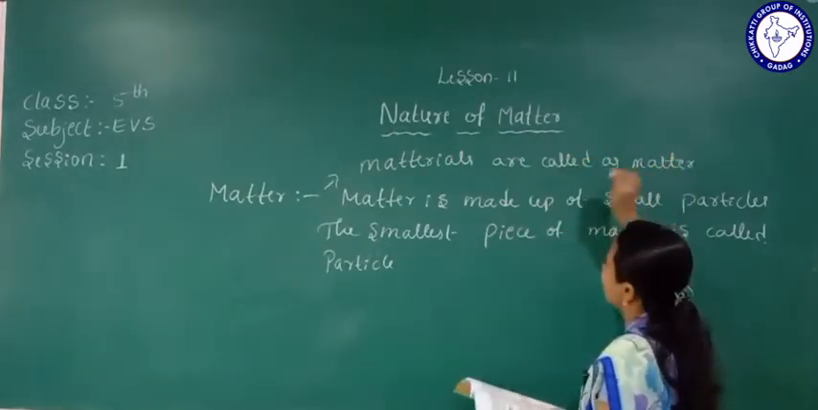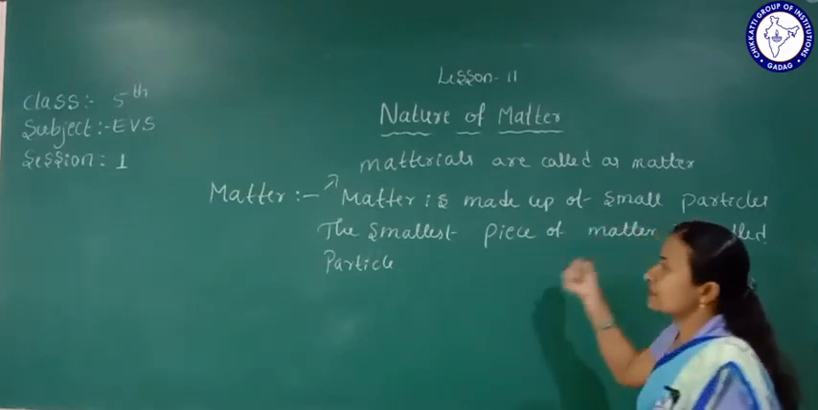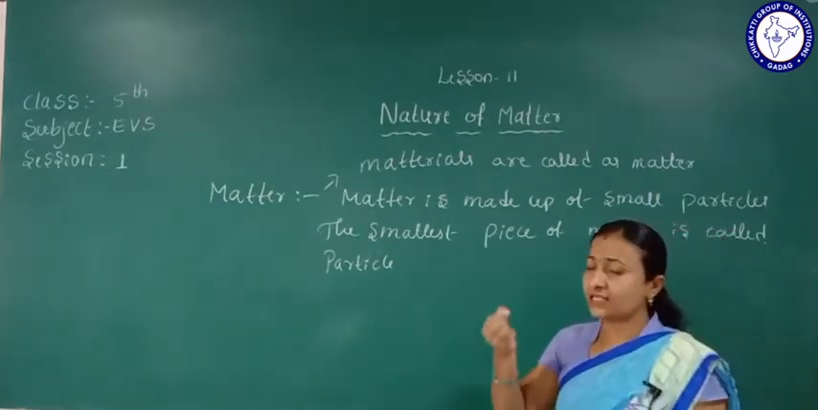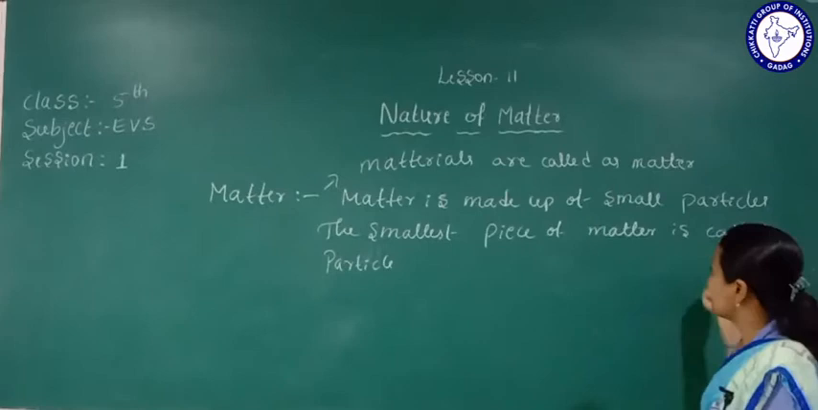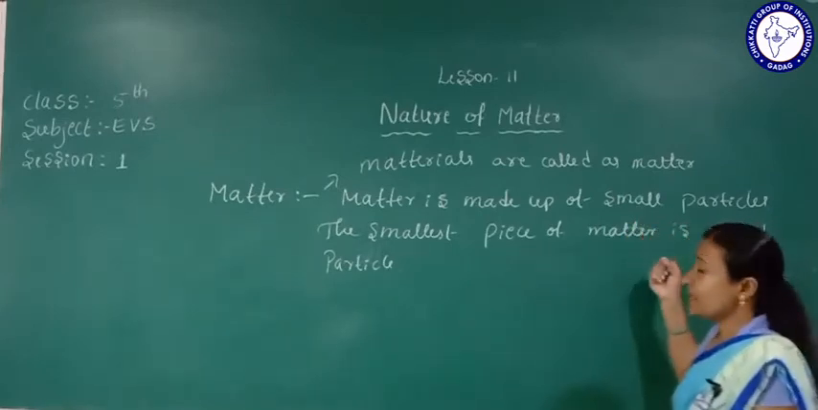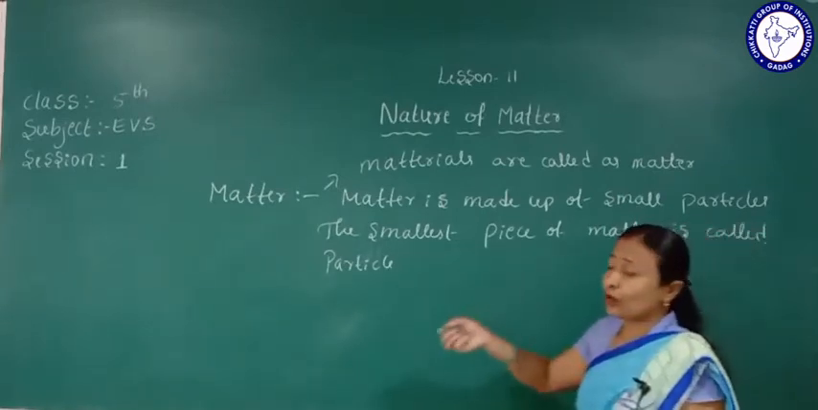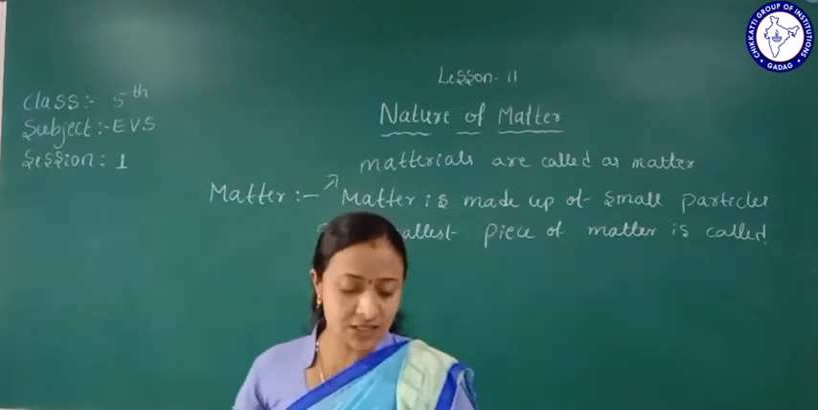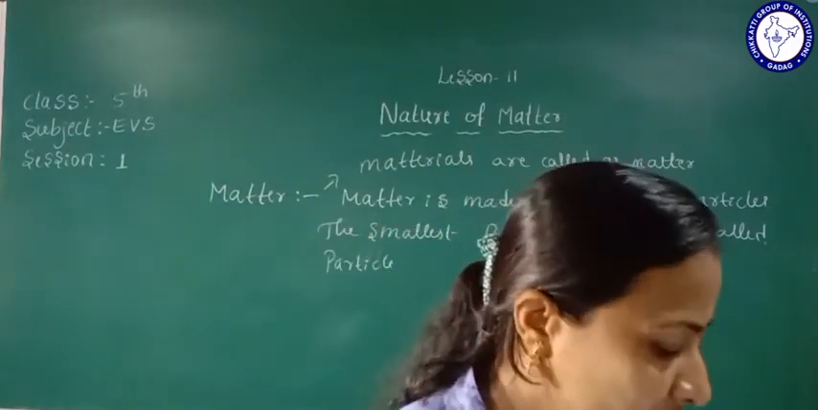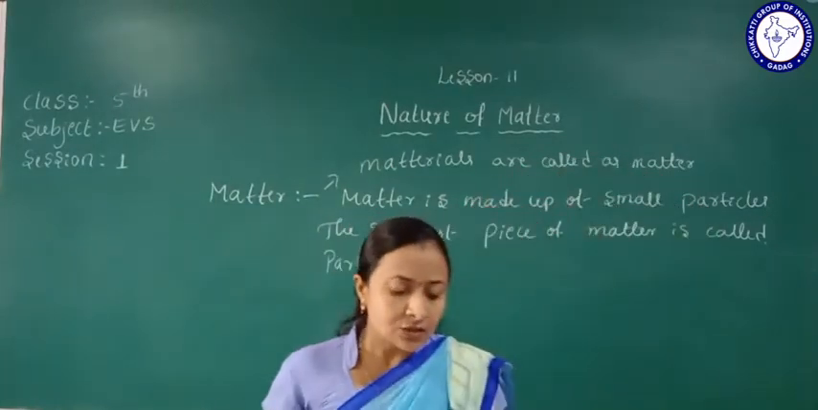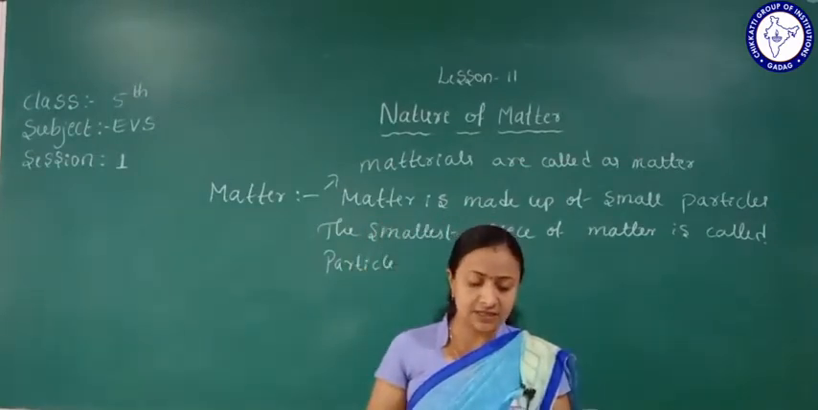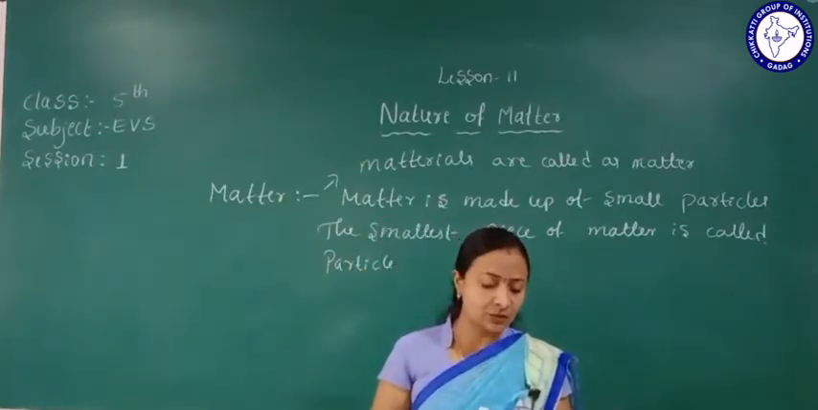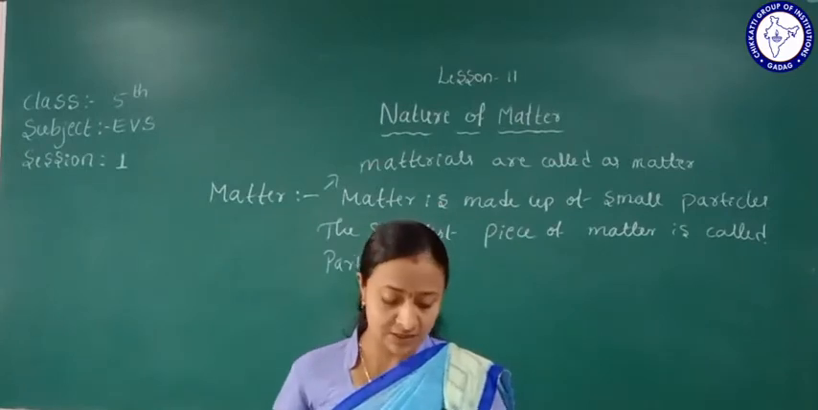So this matter is made up of small particles, and the smallest piece of matter we can call a particle. Understood? Okay, see, here is one activity given. So think, and see. Read these instances given below and try to remember if you have experienced them.